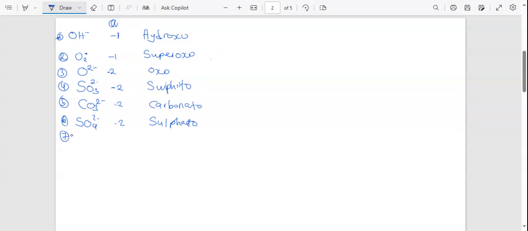Then let's talk about halogens. Let's say we are given chlorine, which is always having a negative charge. How do we call chlorine? This is the chlorine, but it will be just chlorido.